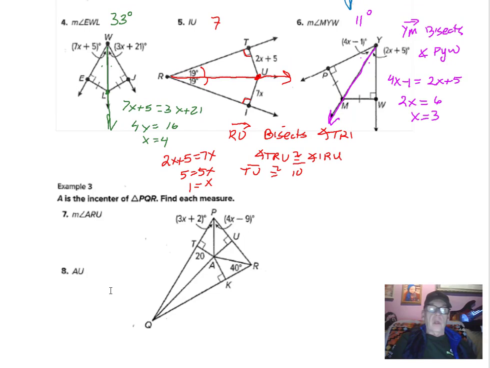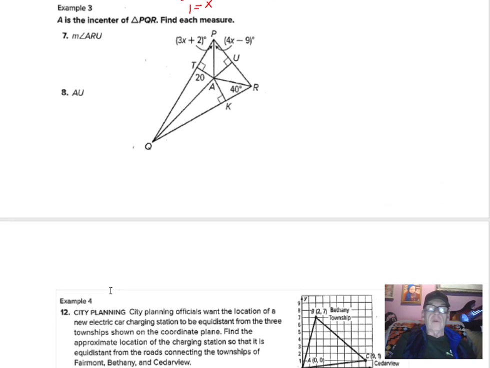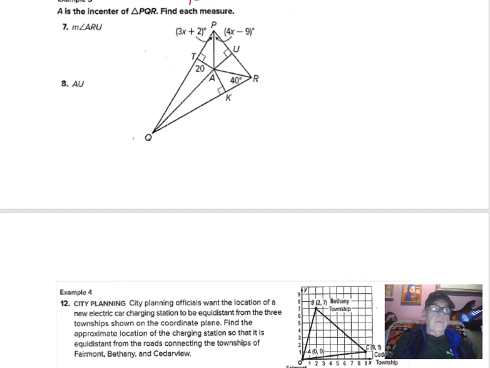Let's look at example 3 here, number 7. This goes with example 3 in the book if you want to check it out. So they're telling us that A is the incenter. Now, by definition, an incenter, remember we had this a little while ago, is the same distance from each one of the sides.